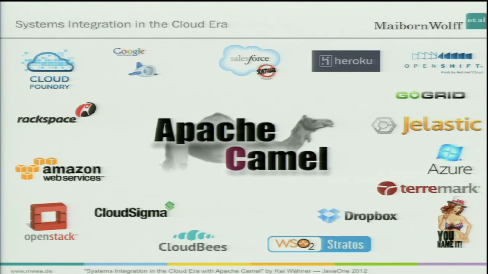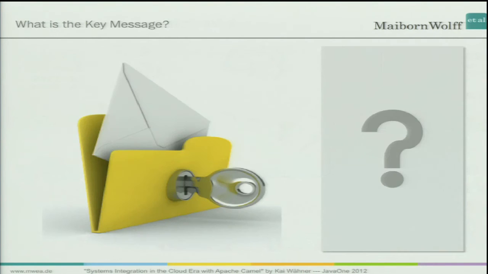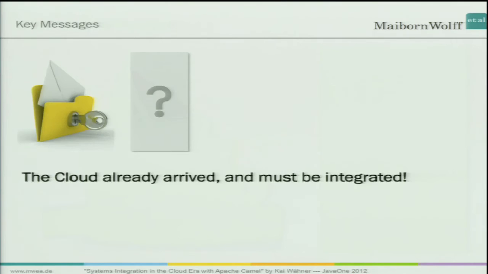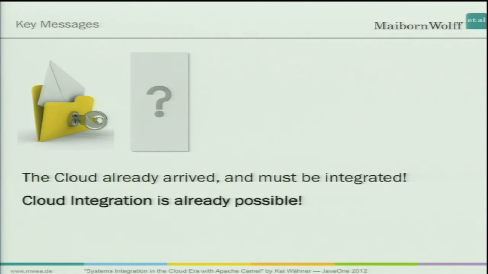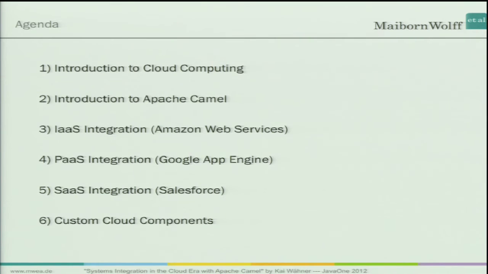So this was a short introduction on why I'm doing this talk, and now I will show you how you can integrate your cloud services with Apache Camel. And therefore today I have 3 key messages which I hope you will keep at the end of the session. The first key message is the cloud has already arrived, definitely, and it must be integrated. Your cloud services have to communicate with all your other applications and services. The second message is that cloud integration is already possible, and Apache Camel helps a lot, as you will see in this talk today. I will also show a lot of live demos, so you will see it's really easy to integrate cloud services with Apache Camel.